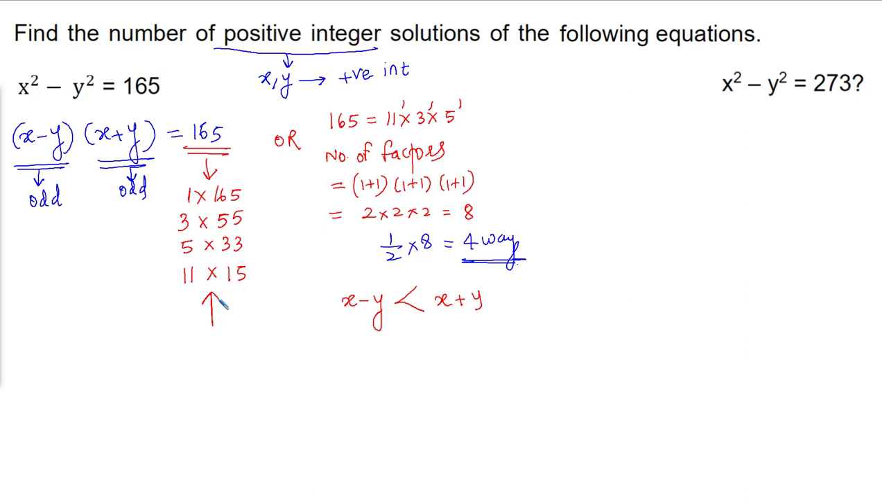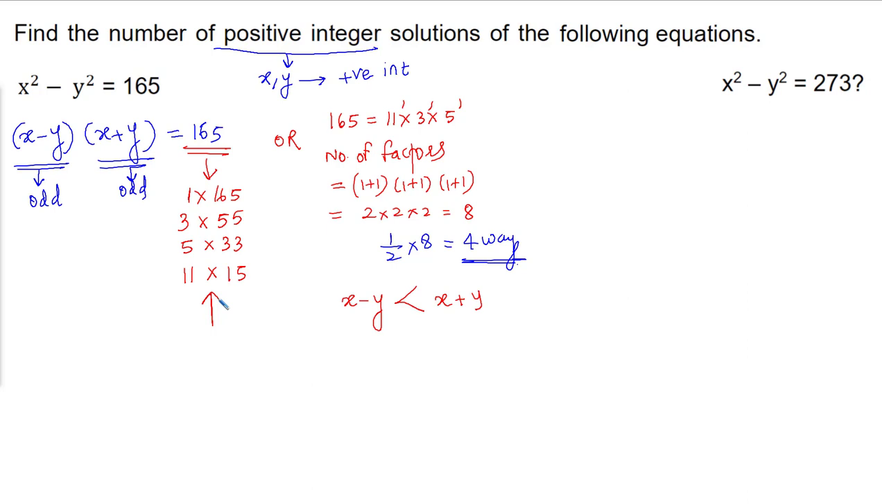So 1 into 165, we cannot write it as minus 1 into minus 165. Okay, 3 into 55, we cannot write it as minus 3 into minus 55, because the sum of two positive integers is always a positive number, it cannot be a negative number. So over here we cannot reverse these pairs, and we cannot take negative possibilities. So over here we need to keep it as it is. Every possible way will give us only one solution.